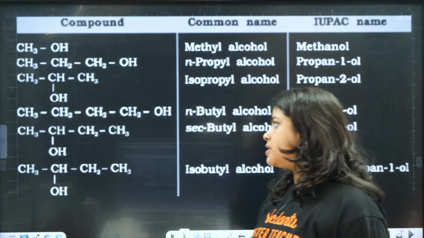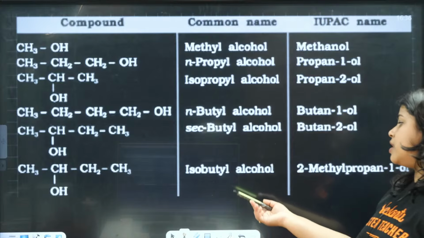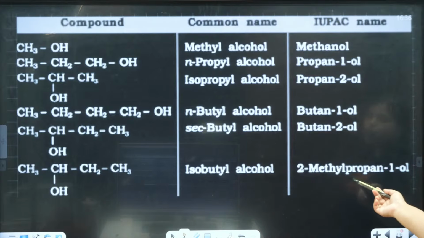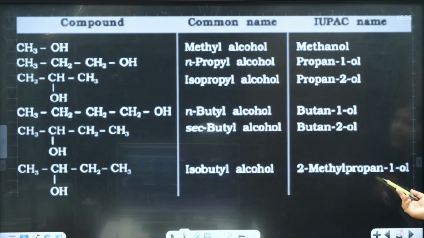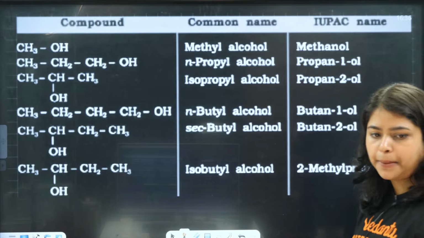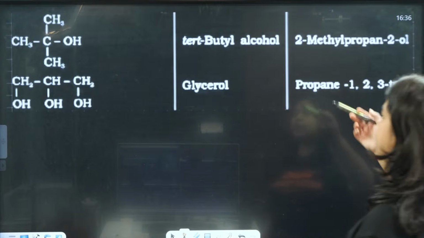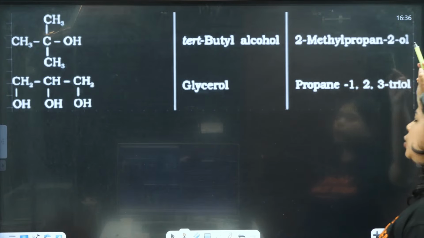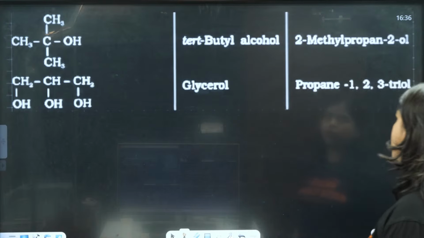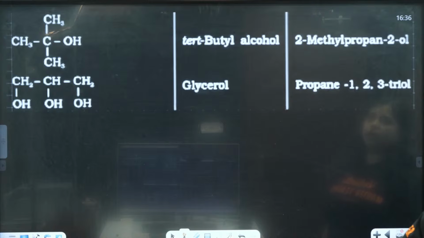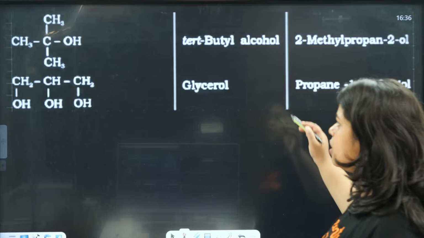Clear? Next comes CH3, CHOH, CH2, CH3. Again there are 2 CH3, that is also called isobutyl alcohol, that is 2-methylpropan-1-ol. Okay, isobutyl alcohol is also called 2-methylpropan-1-ol. Clear? Done. Next, this is tertiary: tertiary butyl alcohol, that is also 2-methylpropan-2-ol. Then afterwards, CH2OH, CHOH, CH2OH, that is glycerol, called propane-1,2,3-triol, also called glycerol.